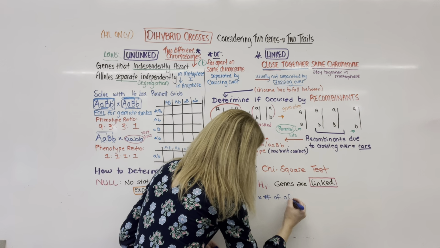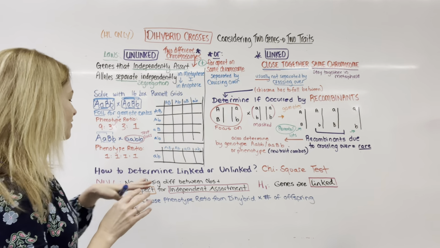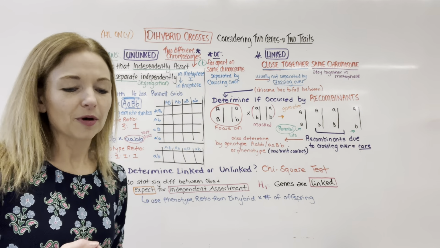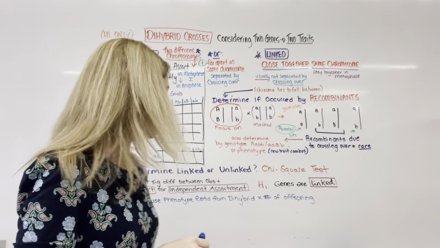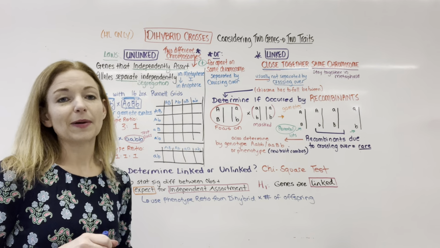Again, most of the time this is done with test crosses, so that's the more common situation. So what we would basically be saying is take the number of offspring and each phenotype should be 25%. So you should be able to go 25%, 25%. That's generally how it's done. They might make you do it with a dihybrid or a double heterozygote, just to be mean, but generally you do it with a test cross. So you're going to take your phenotype ratio from the dihybrid, multiply it by the number of offspring, and that will give you your expected.